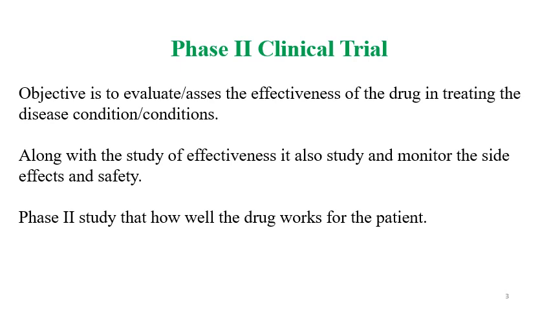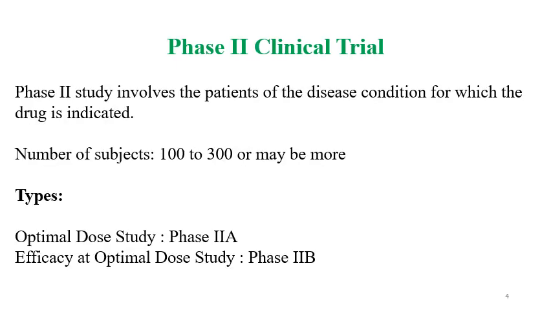As we have seen in the phase 1 clinical trials, the dose determination is performed along with monitoring the side effects. In phase 2, mainly the effectiveness is studied. In the phase 2 study, the drug is studied for its effectiveness, and it is studied how well the drug works for the patient, whether the drug improves the disease condition or not. So that is the study of effectiveness. As we know, the drug should be safe and effective. So the effectiveness study is done in the phase 2 clinical trials.